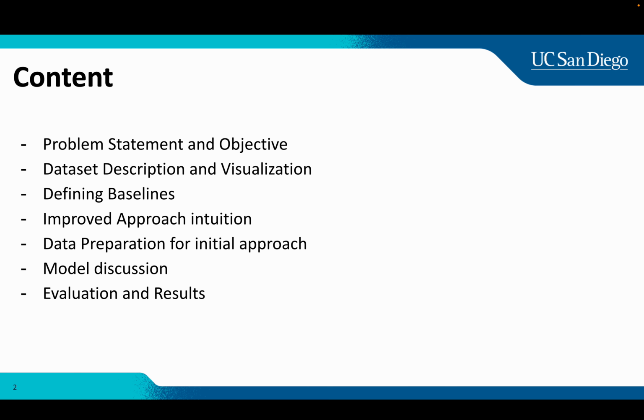It starts with the problem statement and objective, and then a little about the dataset with the description of how it looks like, what all attributes does that have, and a few plots to visualize how the data is distributed. Then I'll start defining the baselines for the problem that I used for reference, and then I'll move on to the intuition for the improved approach that I used. Then I'll dive deeper into the implementation details like the data preparation, discussion about the model, and I'll finally conclude with the evaluation and results.